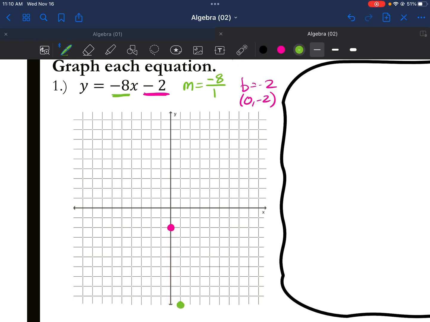Now let's say it went off the graph and it's like, oh, that's not going to work. Remember, this is the same as 8 over -1. We can move that negative sign. So I start at the point that I have. I'm going to go up 1, 2, 3, 4, 5, 6, 7, 8. And I'm going to go back to the left 1. And here we go. Now I can draw my line straight through. Well, let's fix that again. Right? Straight through with arrows at the end.